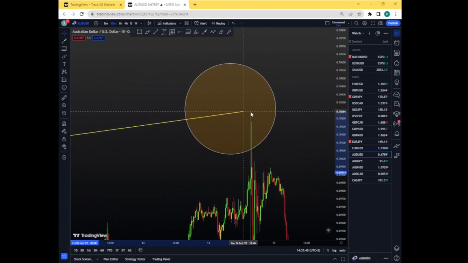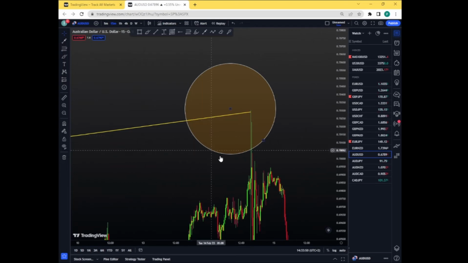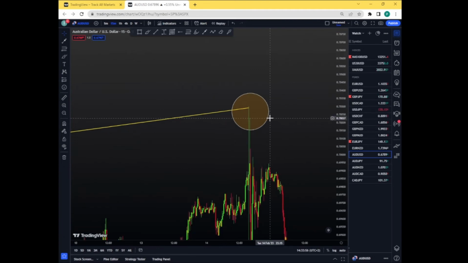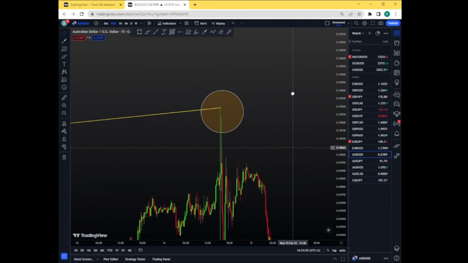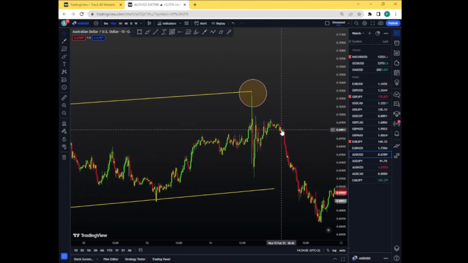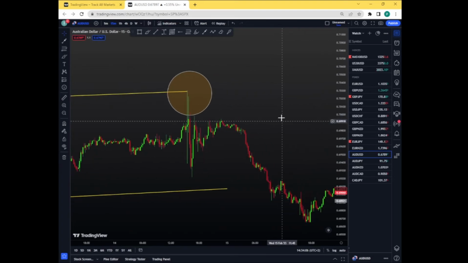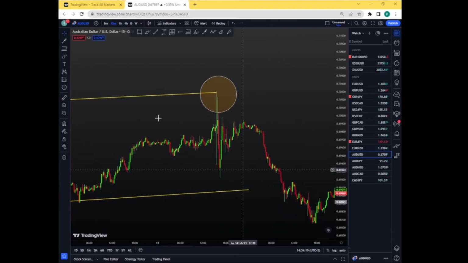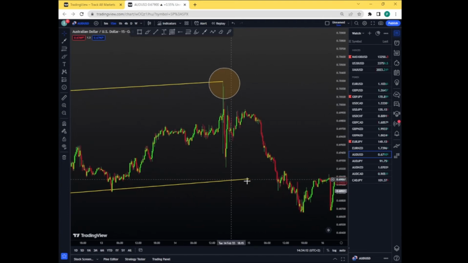Price gave us a third touch. Remember, this third touch, we saw it on a 4 hour time frame. So in this case, we have to go to a 15 minute time frame to look for a confirmation entry. So as you can see, the structure is clear. I hope you can see the structure clearly.